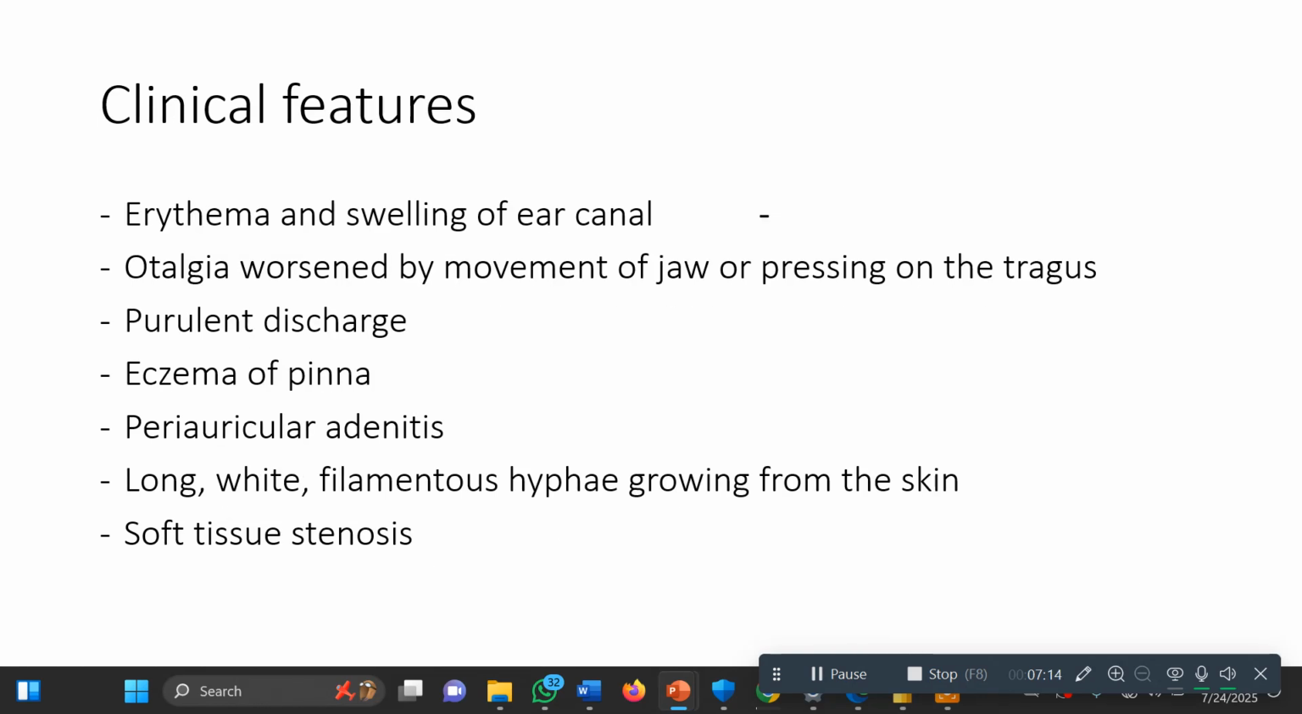The clinical features they present with are erythema and swelling of the external ear canal, and otalgia worsened by movement of the jaw or pressing of the tragus. Patients can also present with purulent ear discharge, eczema of the pinna, periauricular adenitis, long and white filamentous hyphae growing in the skin of the ear, and even soft tissue stenosis. These are the common features they present with.